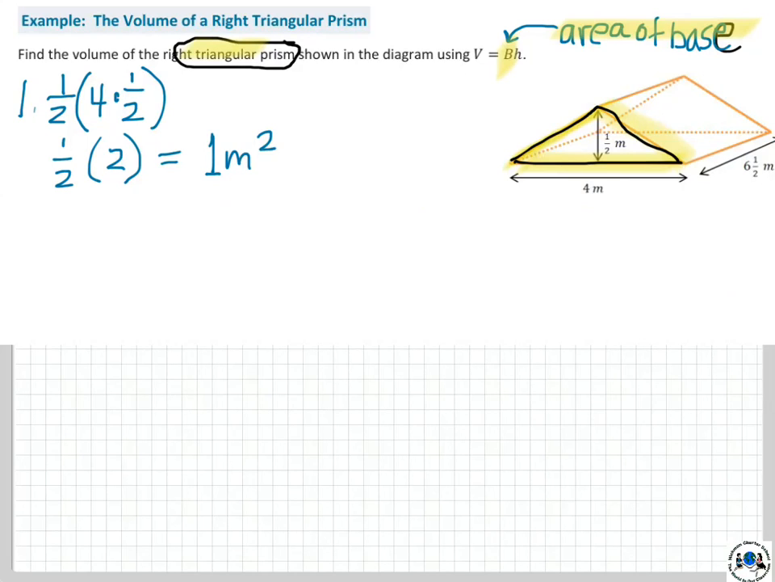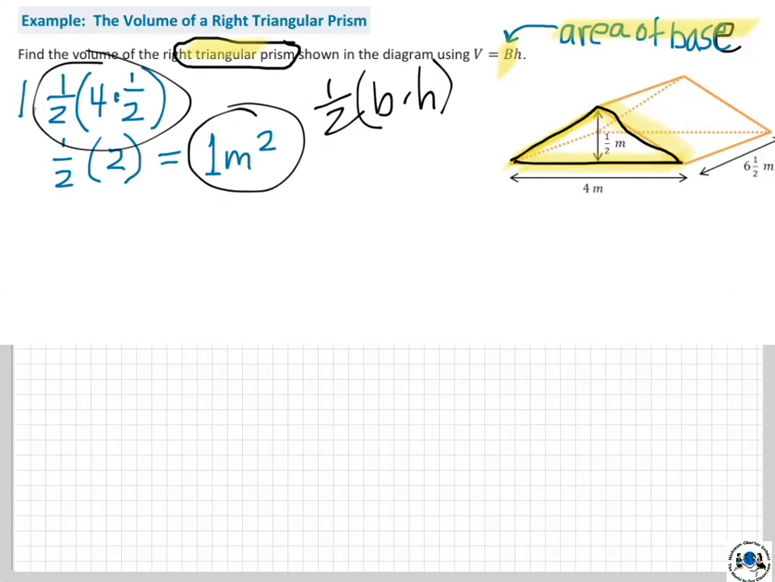And again, we know the area of any triangle is 1/2 base times height, and that's exactly what we just did right here, and we came up with 1 meter squared as the area of our base there. I hope that makes sense. Really, really important distinction, though, and we'll talk about that again when we close. Okay. So there is the base. We figured that out, and now we need height. The height is that 6.5 meters.